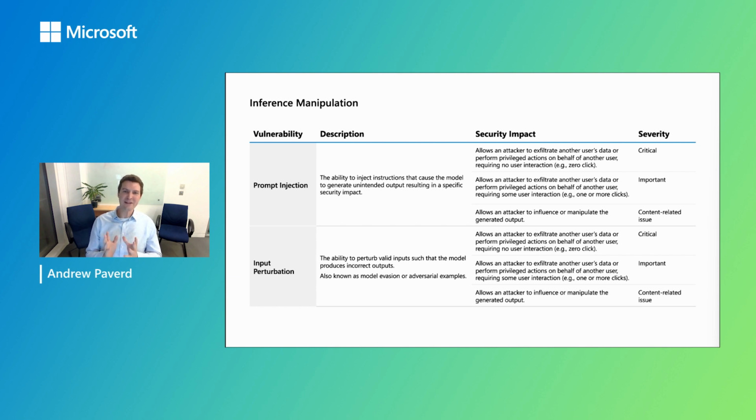And again, the severity depends on whether you can have a security impact and how much interaction is required from the victim. So those are the two main vulnerability types within inference manipulation. And again, note that we're not changing the underlying model, but we're simply manipulating the inference in a given session of interaction.